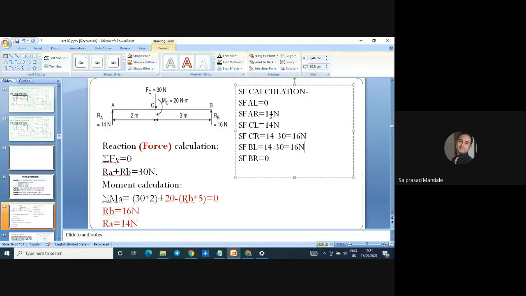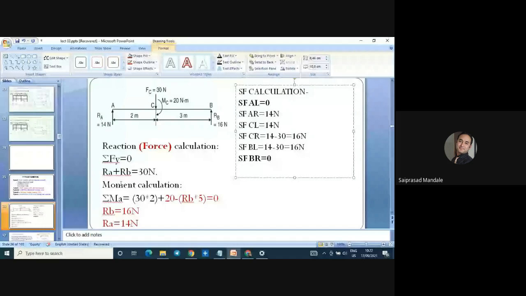So do my right of B and left of A match? If it is so, then whatever calculation I have done is perfectly correct. You have to be focused on this 20, because here we have added a moment acting on that point. So here it is a moment in the SF calculation.